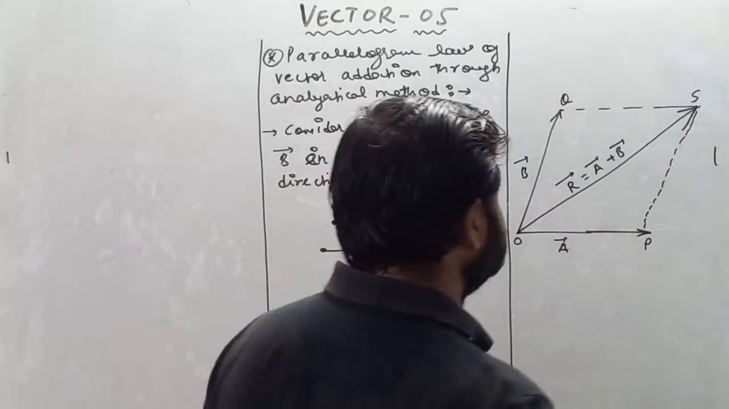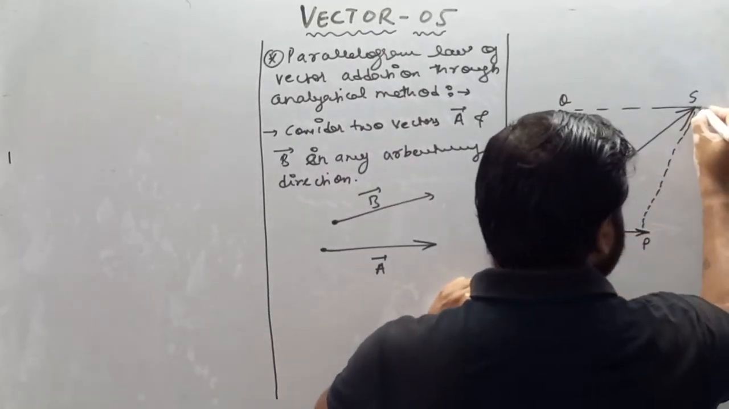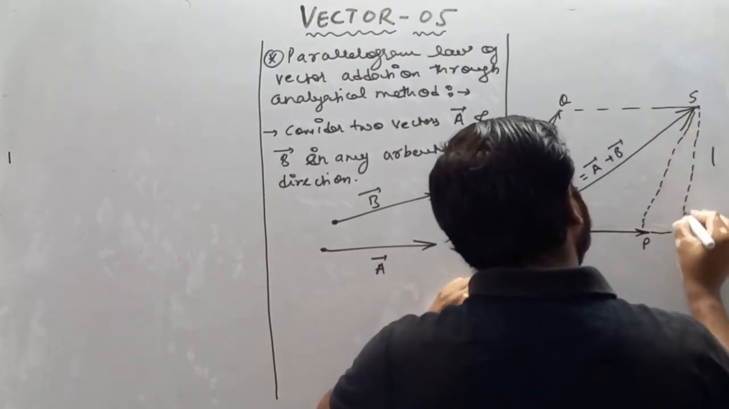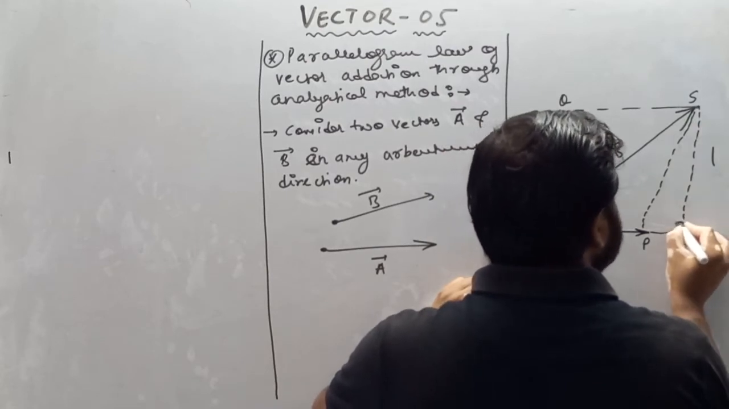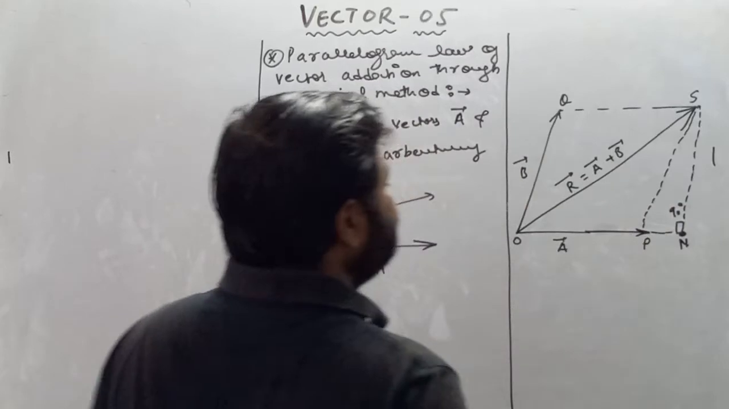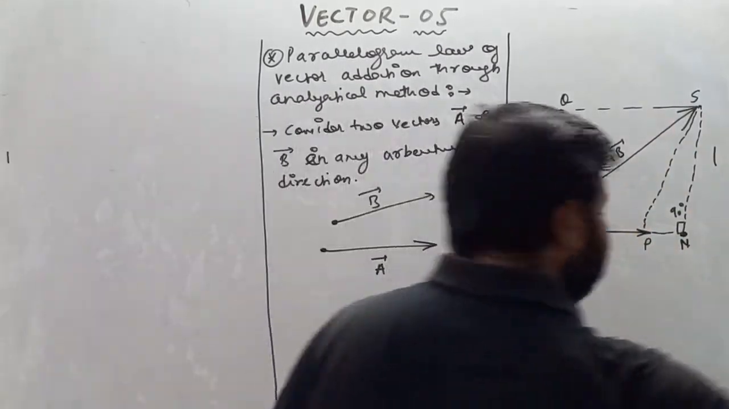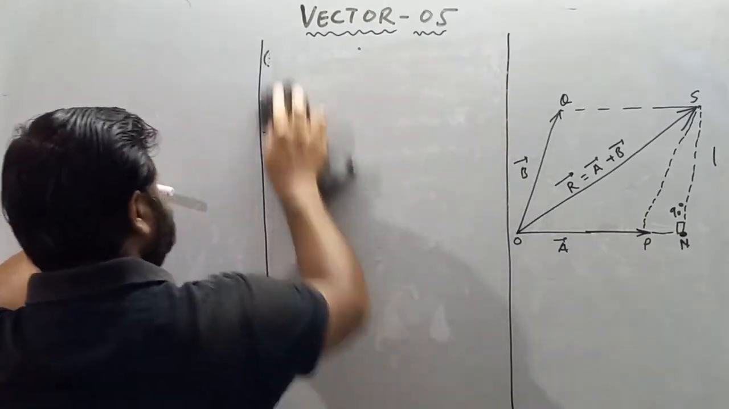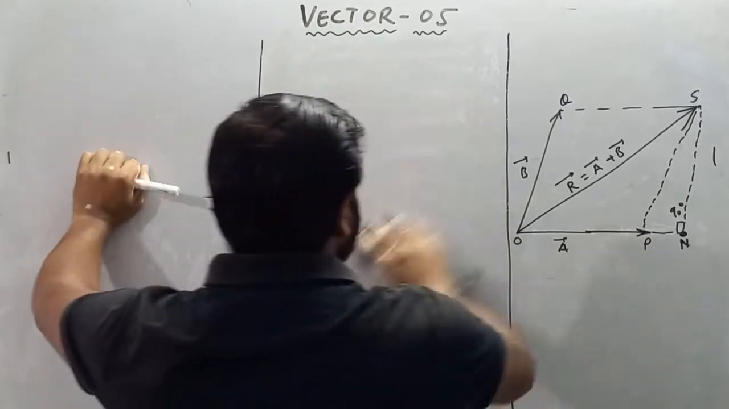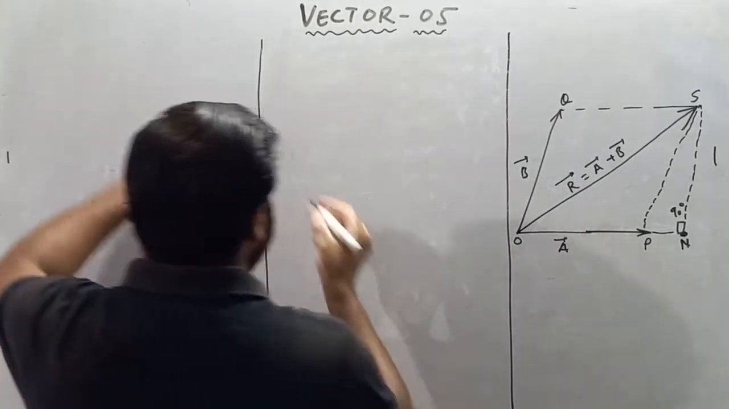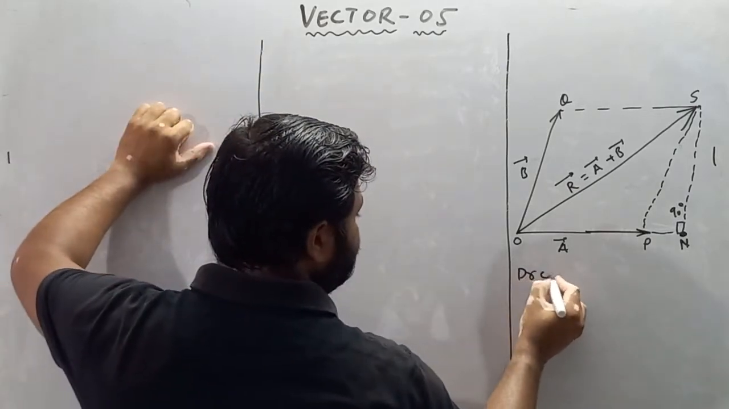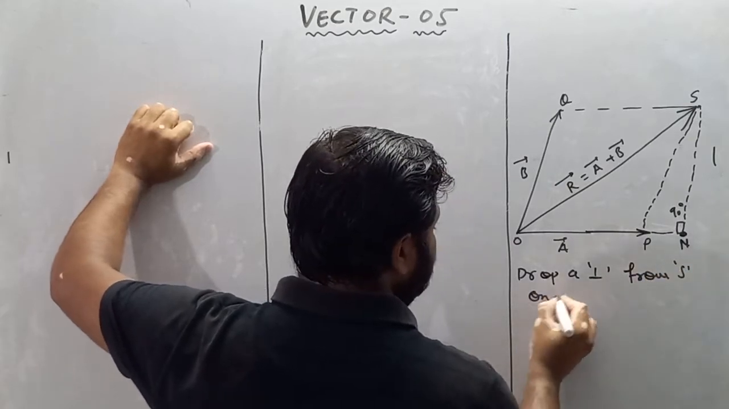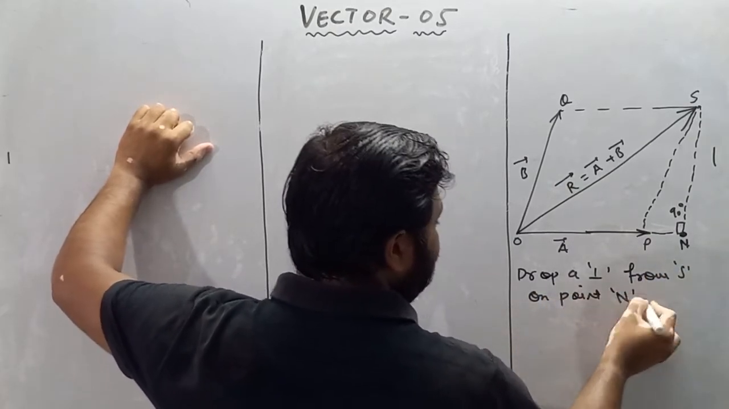Now what we have to do, my dear student, we have to drop a perpendicular from this point S at point N. So let's suppose I drop a perpendicular from S at point N. You can see that this angle is 90 degrees, so I'll write here: drop a perpendicular from S on point N.